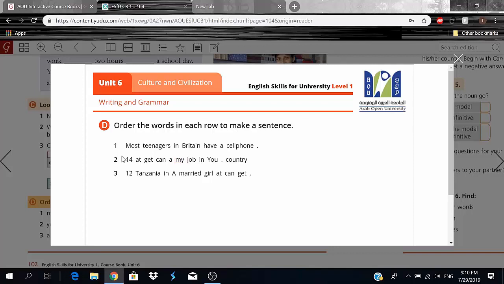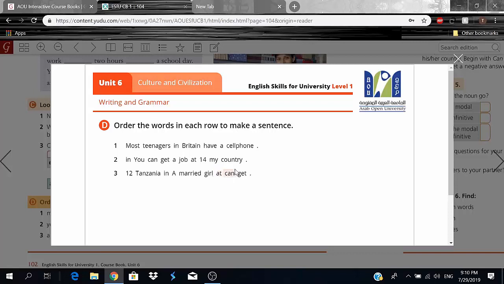So number 2, you can get a job at 14 in my country. Okay, so I could say the same thing: you can get a job at 14 in my country. I could also say in my country you can get a job at 14. Okay, so in my country you can get a job at 14.